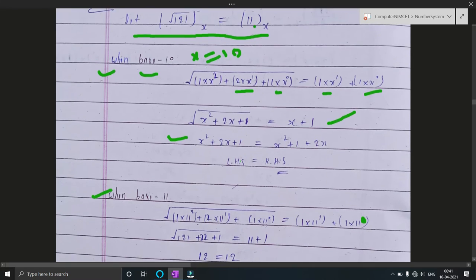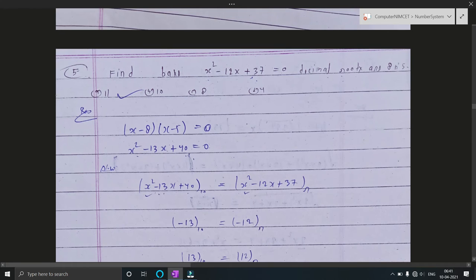Okay, let's take another example. This is question number 5. Find the base. In this question we need to find the base of this equation. The roots are 8 and 5 in decimal, and we need to know in which base this equation is given.